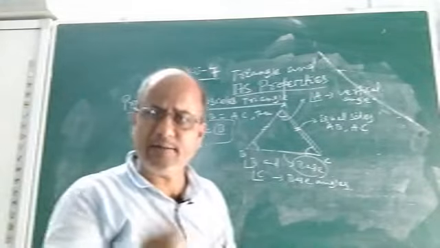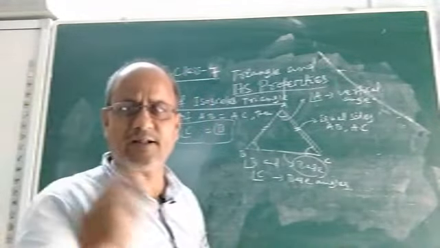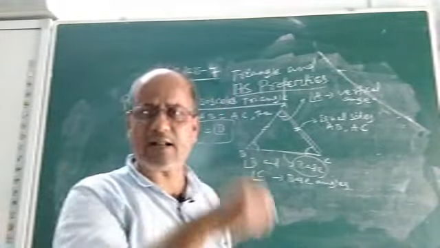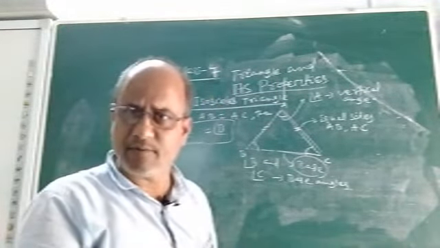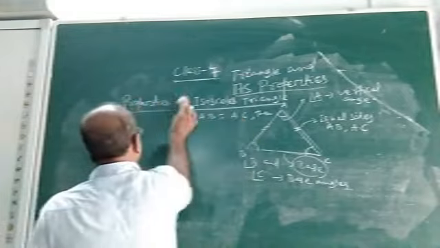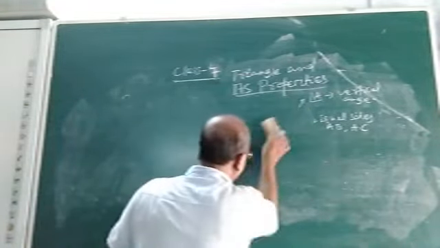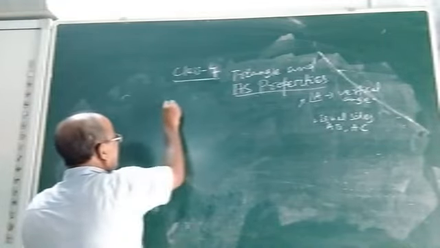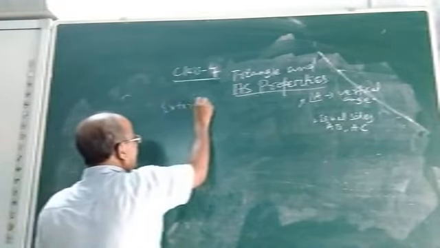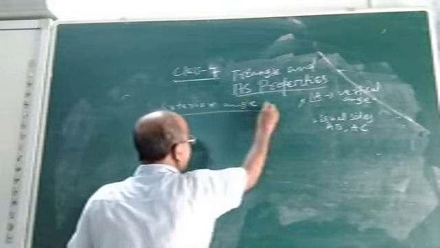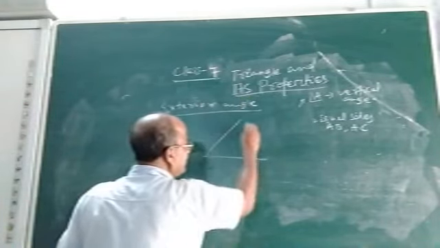Now let me discuss exterior angle, interior opposite angle, and interior adjacent angles. This was there in class 6. Let us see whether you have remembered or not. See children, what is an exterior angle? Suppose ABC is a triangle.